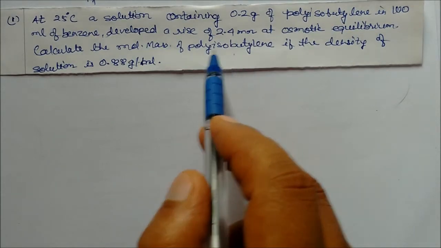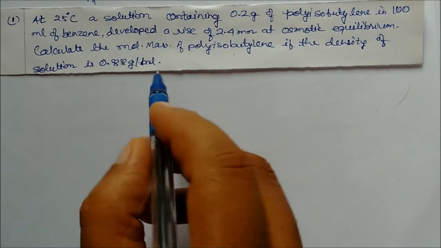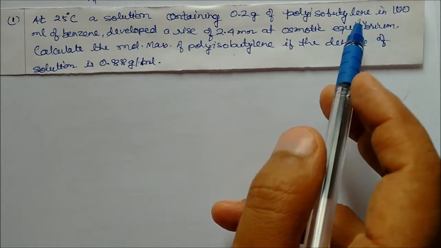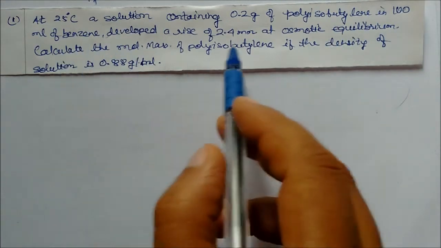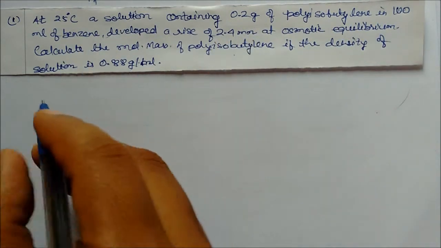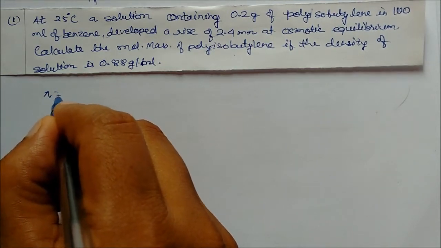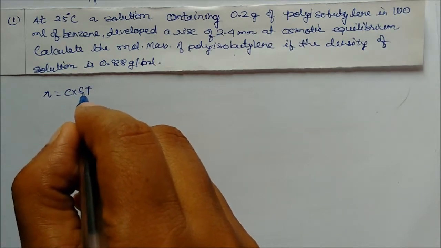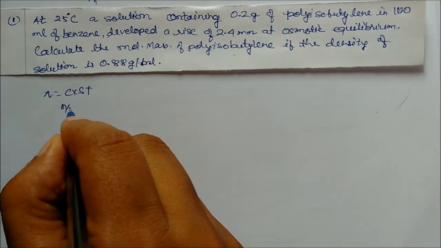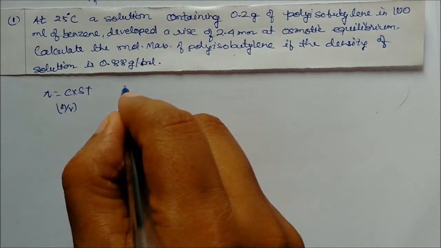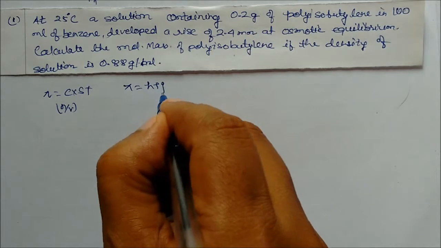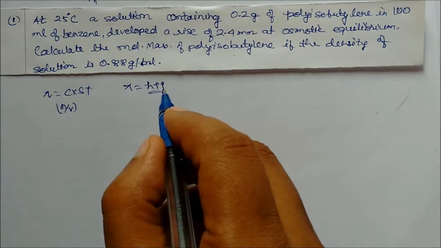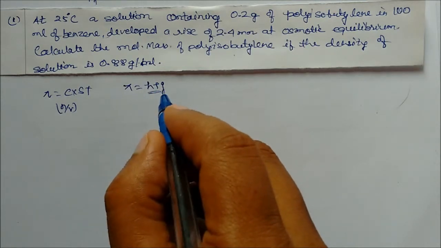The density of the solution is given as 0.88 gram per ml, and the weight of the polyisobutylene is also given. The solvent is 100 ml benzene, the temperature is given, and the pressure pi is also given. So again you can use the formula pi equals C into S into T. C is the concentration, which we can write as n by V, and S is the solution constant. Here pi will be h rho g, so we require h rho g.